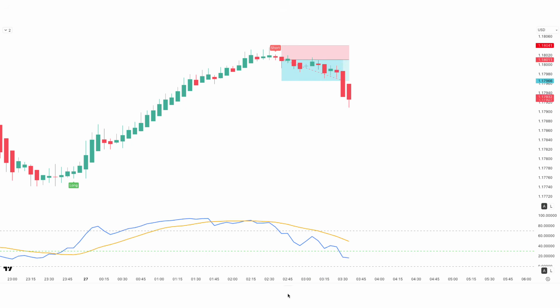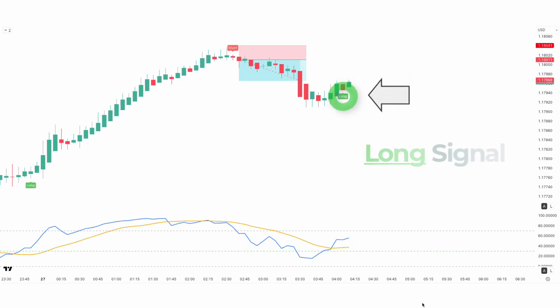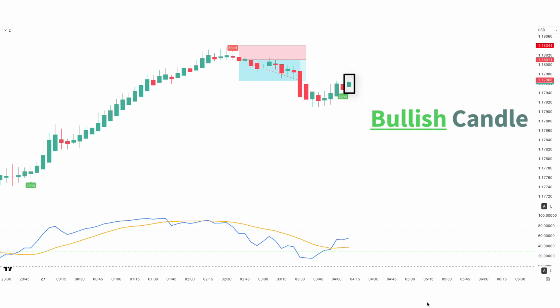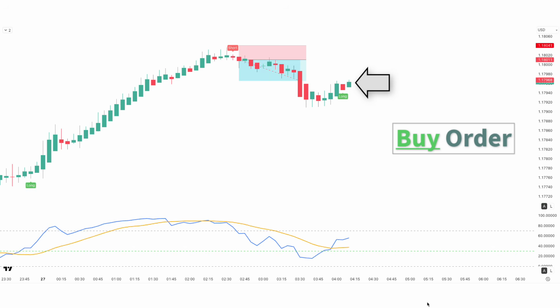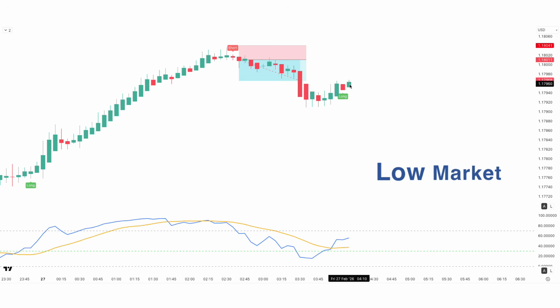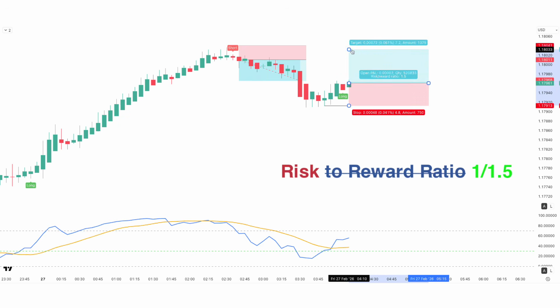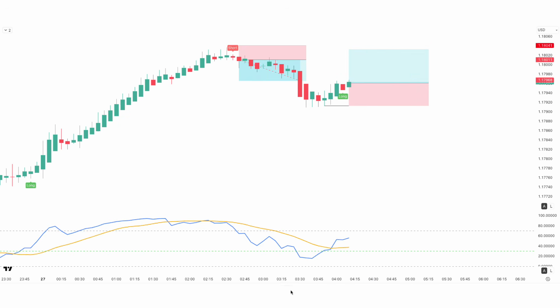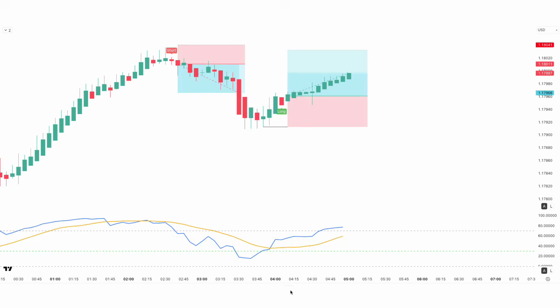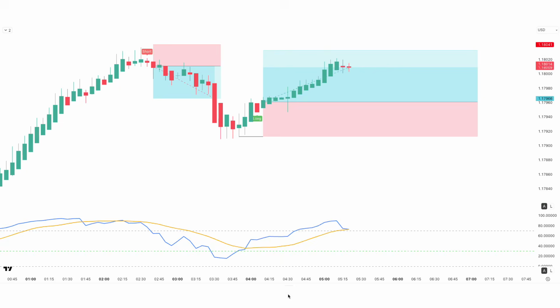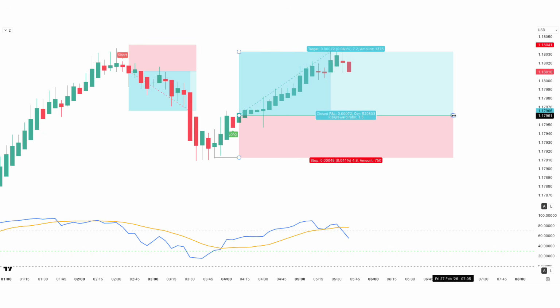Let us now understand the long position. When the QQE signals arrow of this indicator is a long signal, when the blue line of the RSI volume oscillator is above the orange line, and when the market forms a bullish candle, if this condition is fulfilled, then we will place a buy order. Our stop loss is to be placed at the previous low of the market, and the risk-to-reward ratio will be 1:1.5. The market has completely hit the target.